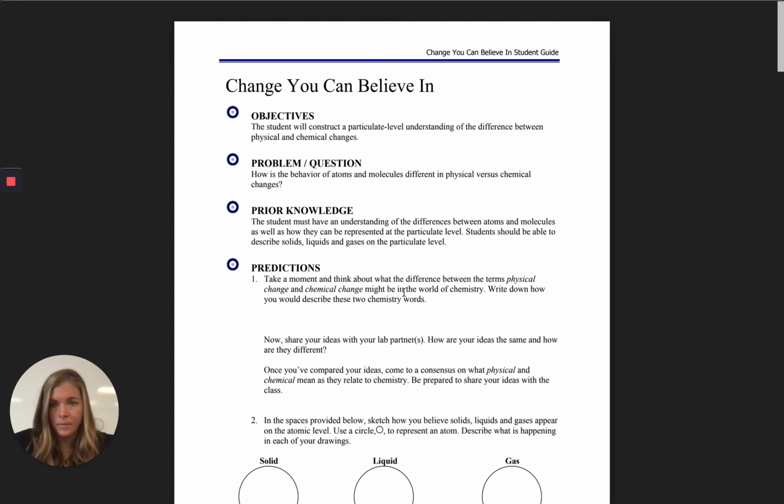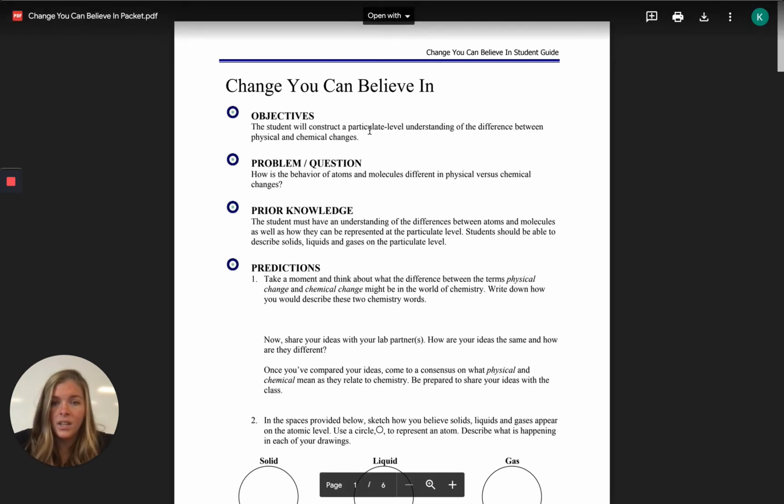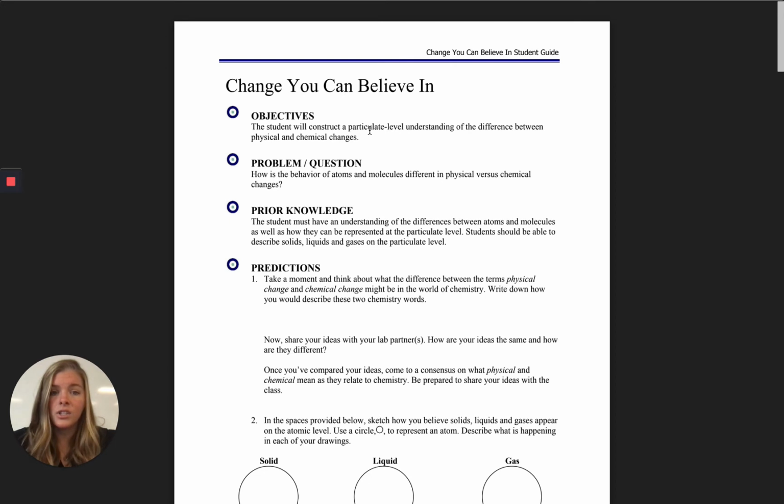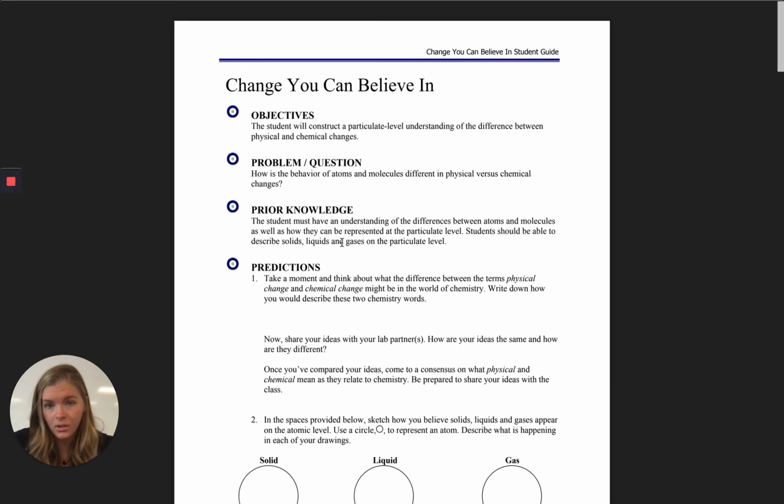Otherwise, you will need to either use the PDF editor Kami or do this all on a separate sheet of paper. The objective of this activity is to construct an understanding of the difference between a physical and a chemical change at the particle level. What we're going to be trying to solve is: how is the behavior of atoms and molecules different in a physical versus a chemical change?